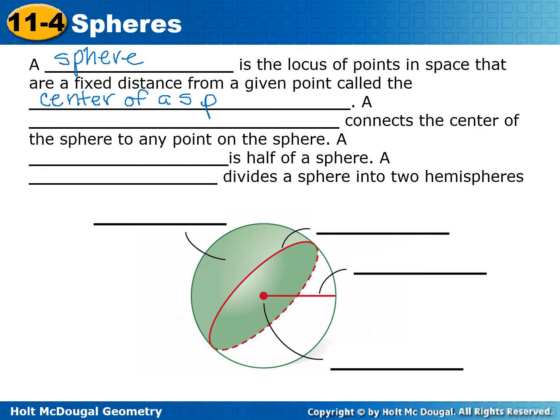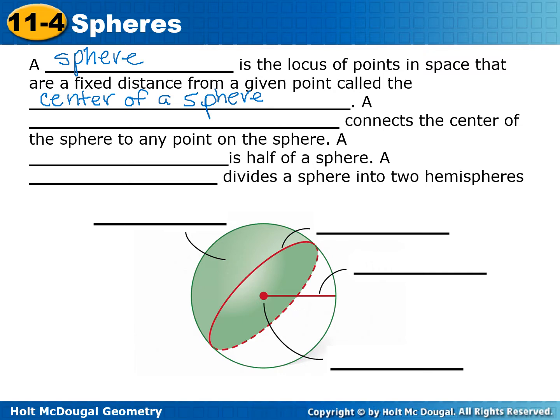What makes this different from a circle is it's a locus of points in a plane, that would be flat. That's a circle, but in space that means it goes three-dimensionally.